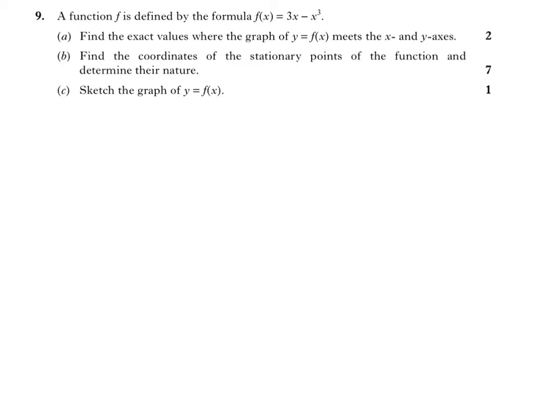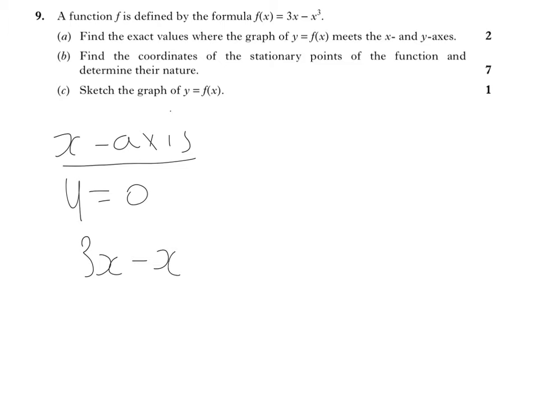Section 10, question 5. A function is defined by the formula f of x equals 3x minus x cubed. Find the exact values where the curve meets the x and the y-axis. So for the x-axis, I would make y equal to 0. So that would be 3x minus x cubed is equal to 0. Common factor of x, so it will be x bracket 3 minus x squared is equal to 0.